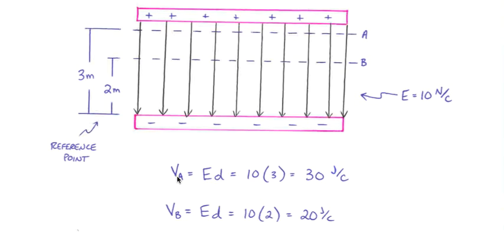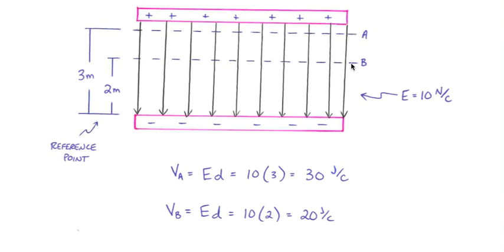So if I want to know what the electric potential at any point along region A here is, well, we know that it's going to be the electric field strength times the distance above my reference. So 10 times 3 is going to give me 30. For any charge that I place on this line, I will get 30 joules per coulomb. Place 1 coulomb of charge, I get 30 joules. I place 2 coulombs of charge, 60 joules, and so on and so forth.